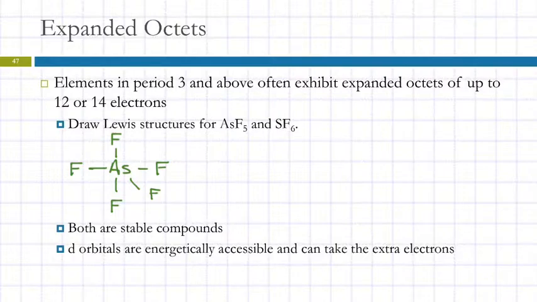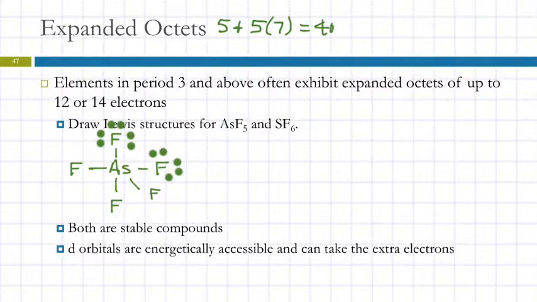So arsenic has 5 valence electrons. Fluorine has 7. So we have 5 plus 5 times 7. I believe that's 40, right? So 2, 4, 6, 8, 10, 12, 14, 16, 18, 20, 22, 24, 26, 28, 30, 32, 34, 36, 38, 40. Kind of looks like a weird flower.